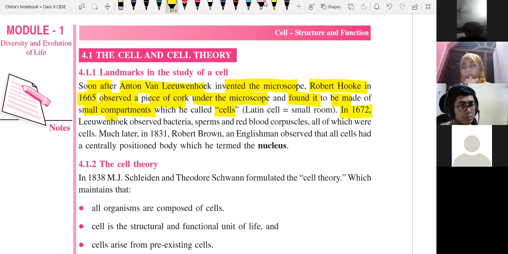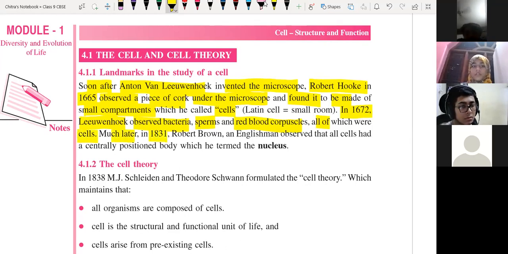In 1672, seven years later, Leeuwenhoek observed bacteria, sperm, and red blood corpuscles under the microscope. So we can say Anton Van Leeuwenhoek was the first who observed the living cell. Robert Hooke had observed cells in 1665, but those cells were dead because he saw them in the bark of the tree.